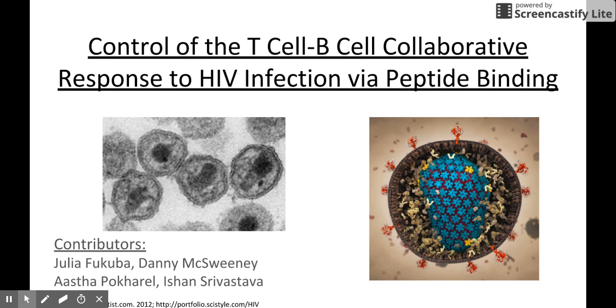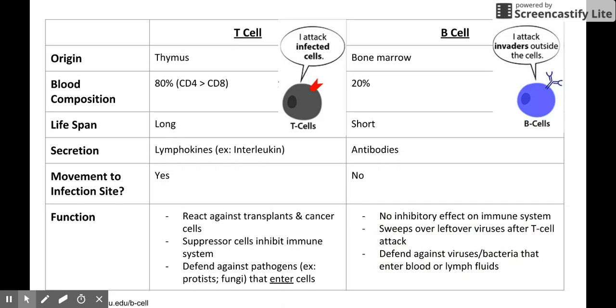Team 19, and we'll be talking about the use of peptide binding in shaping the T-cell, B-cell collaborative response to HIV infection. This work was done in 2013 by Dr. Samuel Landry and his team at Tulane University.